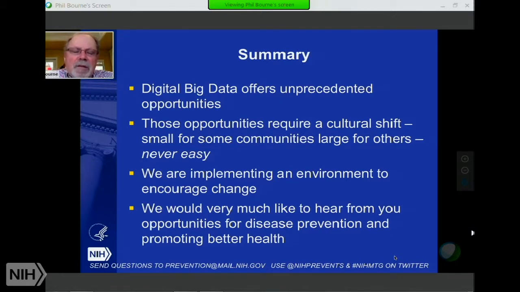And so I'd certainly like to hear from you. We're trying to encourage change, and I'd very much like to hear opportunities from you as to how this kind of data could be used effectively. When I talk about this to Francis Collins, he said, well, this is all great, but give me the use cases. Show me how, over time, this is going to have a real impact on healthcare. And that's what I need your help with.